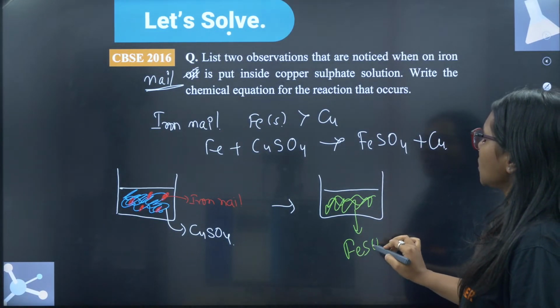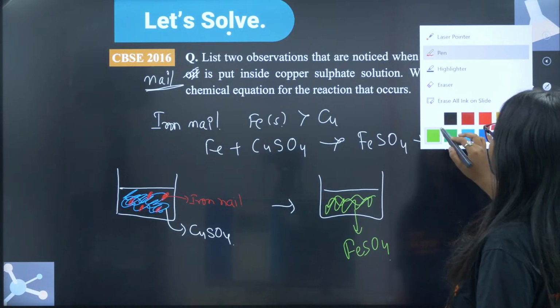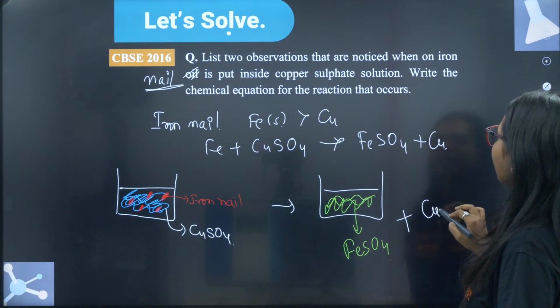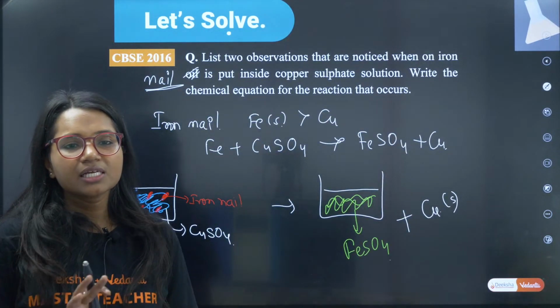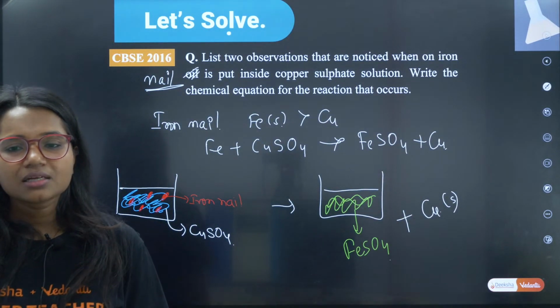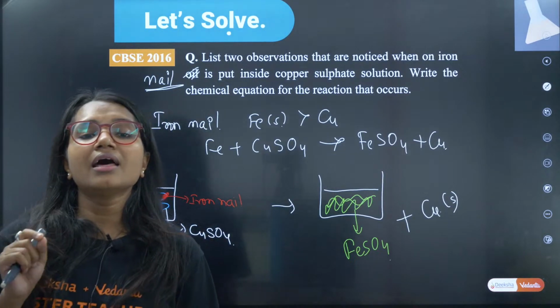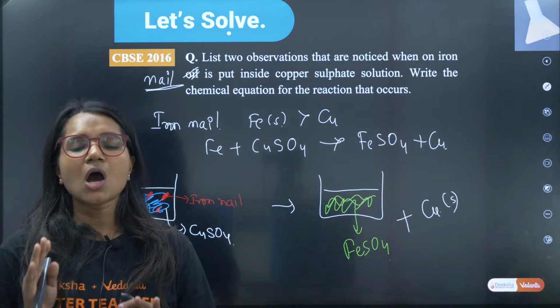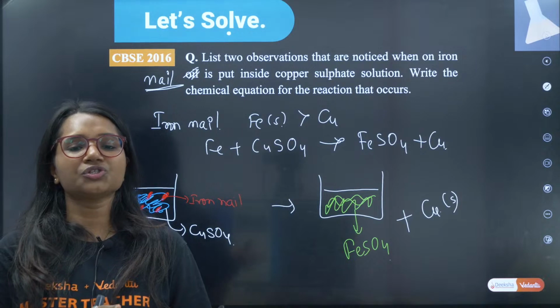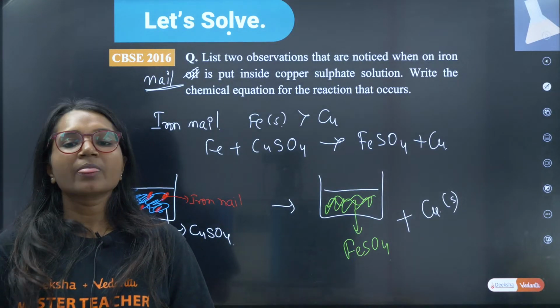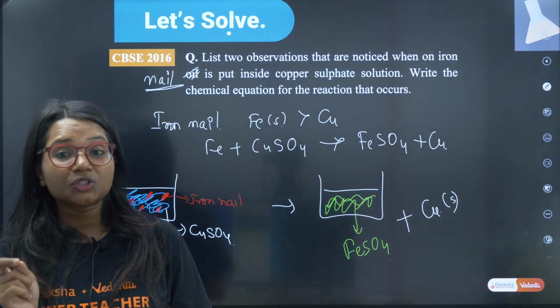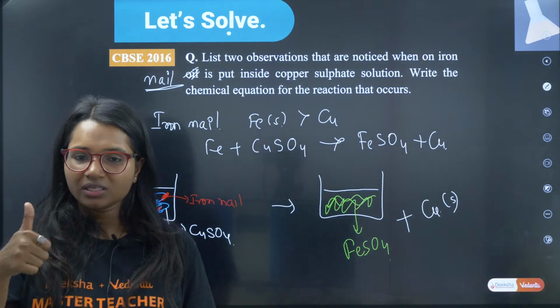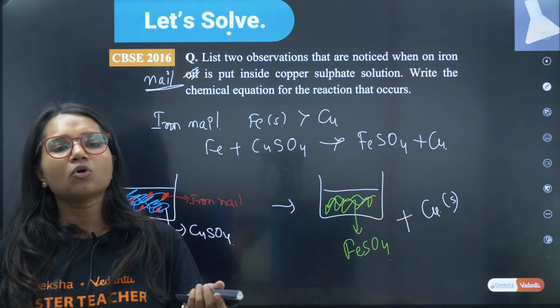This green color solution is due to the iron sulfate and you will get copper solid out. Is this question clear? Very good. This is a color change. Have you seen how they are asking the same question in different language? In the previous year, they asked you to write a chemical equation where you can see the color change. This is also the same question.